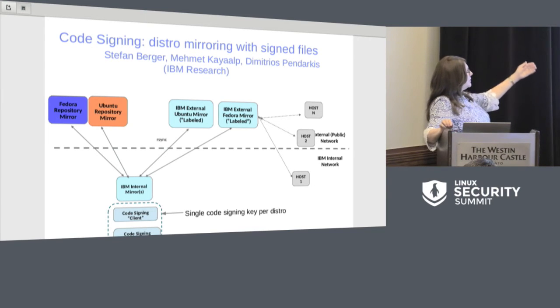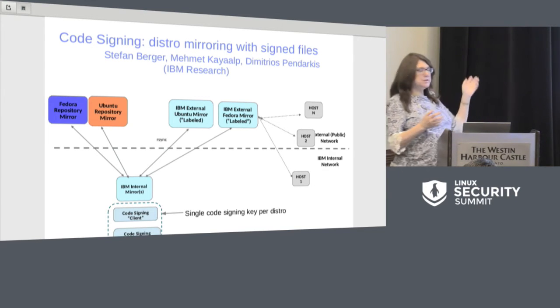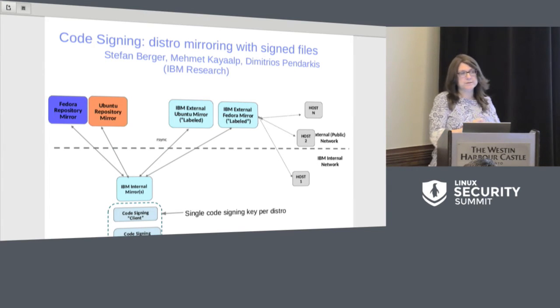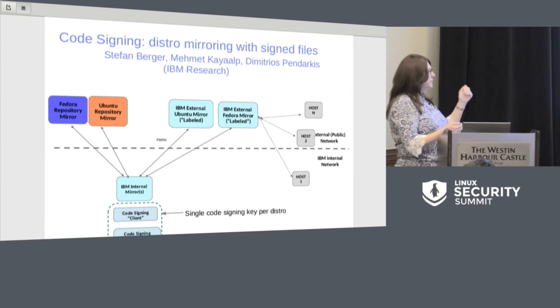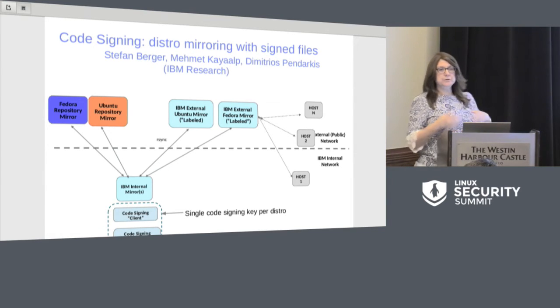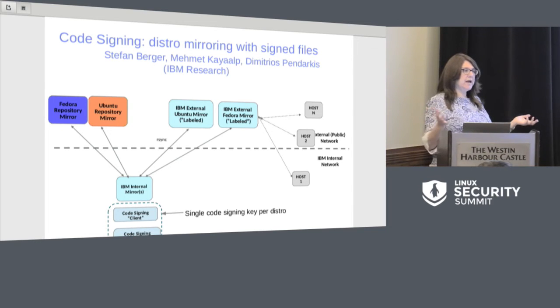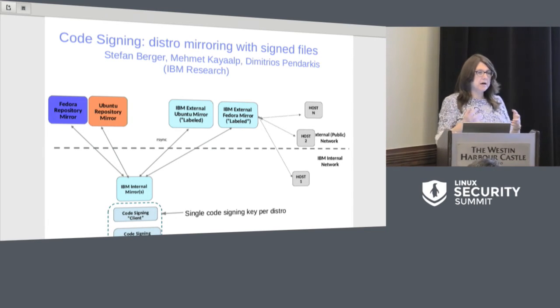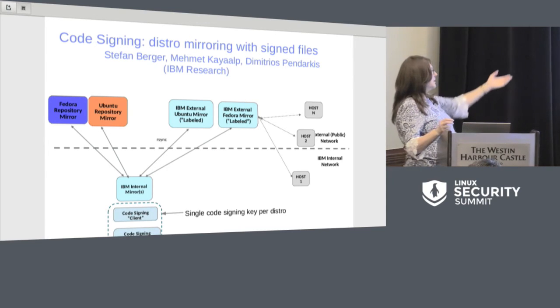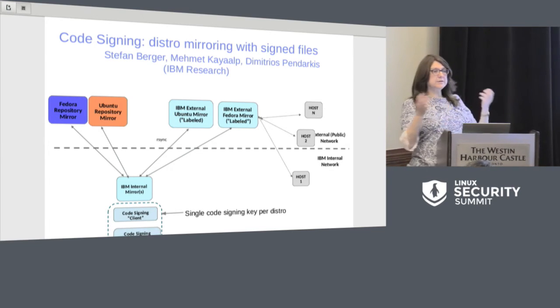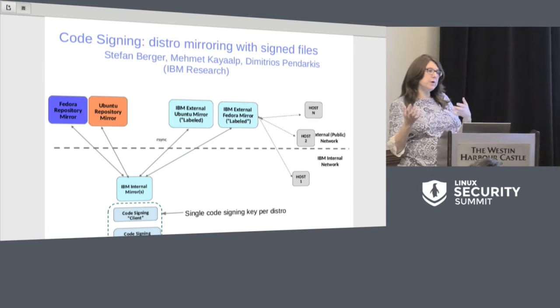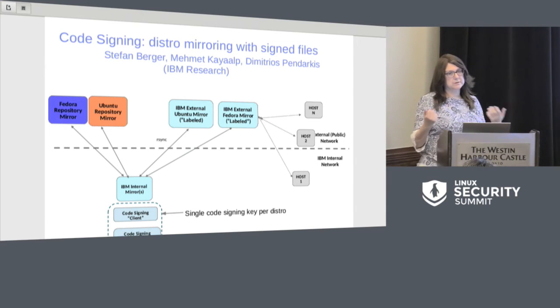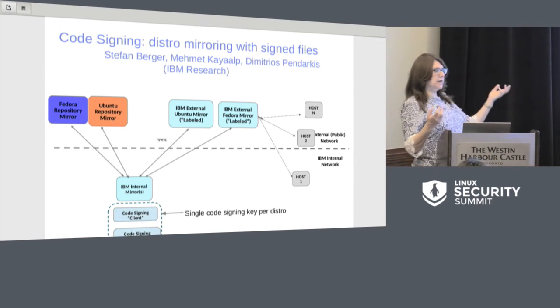But the idea is that the IBM processing is opening up the packages, adding the signatures into them, and then closing it back up, so that you can do your DNF, your apt-get, or whatever you're using to update the packages. And so that you don't have a post-install process of having to sign it.